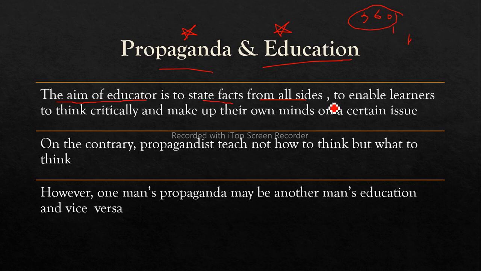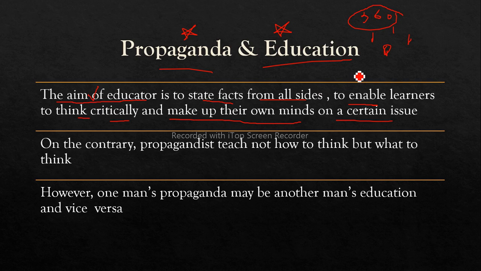He gives his view, and he enables the learners to think critically and to make up their own mind on a certain issue. The educator states the facts from all sides, tells us the whole story, and then leaves it to the people to decide what they now want to think about that situation. The educator enables the learners to form their own opinion. He does not compel people to think a certain thing in a certain way, but leaves it to people how they think of it.